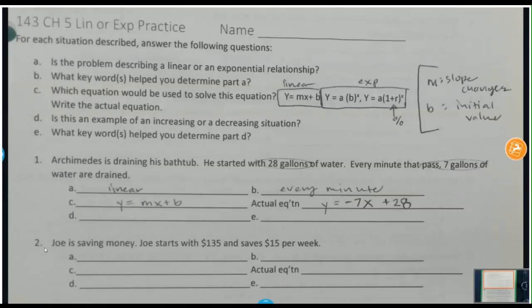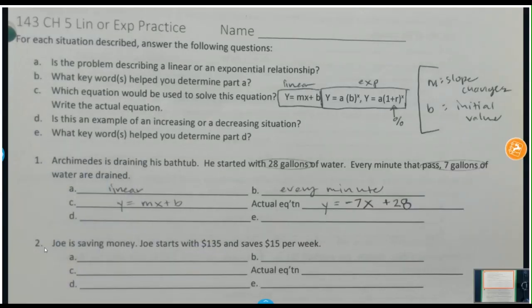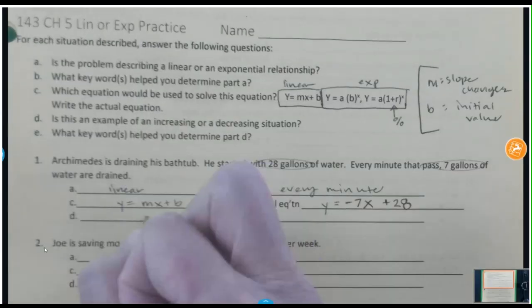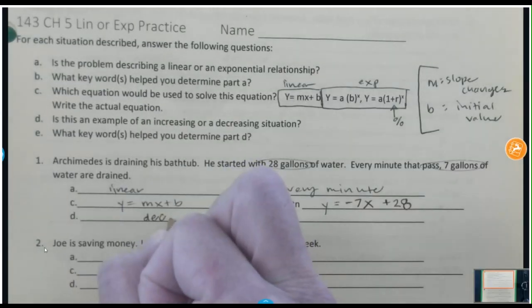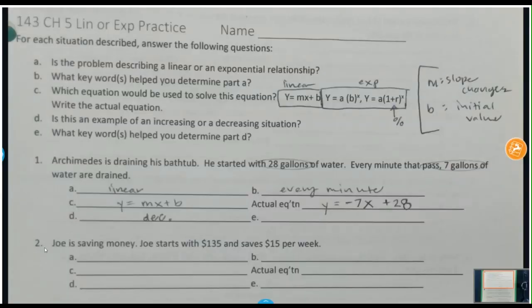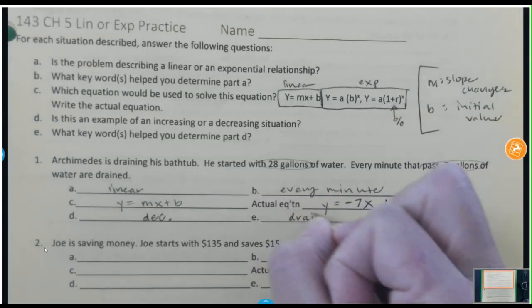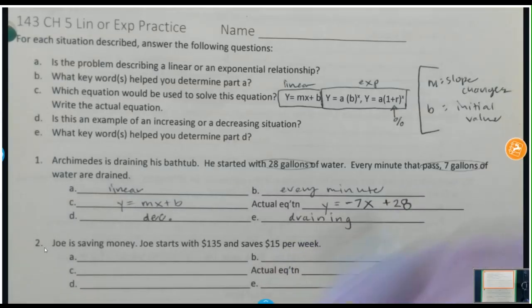And then D, is this an example of an increasing or a decreasing situation? Decreasing, you can just put DEC just to save yourself some writing. And what word lets you know that this Archimedes bathtub is decreasing? Draining. Very good. Now, one thing we're practicing here is there are so many different ways to say increasing and decreasing, and this is a perfect example. Draining automatically lets us know that that water is decreasing.